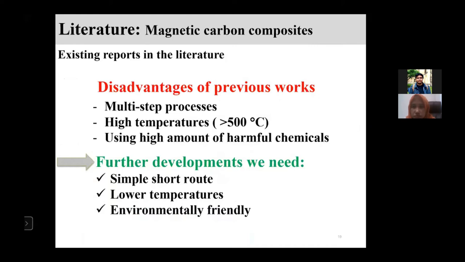For example, they need multiple steps to produce their own magnetic carbon, and they need high temperature. And of course, concerning the chemical activation, they need a high amount of harmful chemicals, for example KOH or phosphoric acid, which can be corrosive. So that's why we need further development. We need a simple, short route for the preparation. We need lower temperature, and we need an environmentally friendly manner to produce our carbon-magnetic carbon composite.